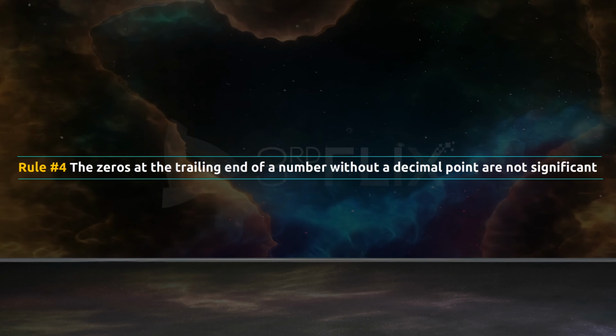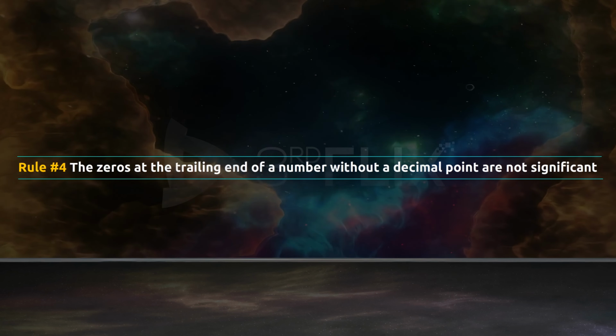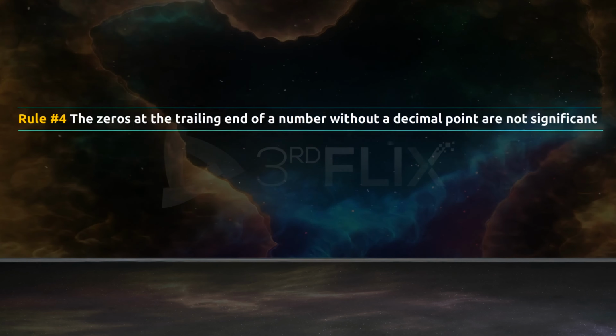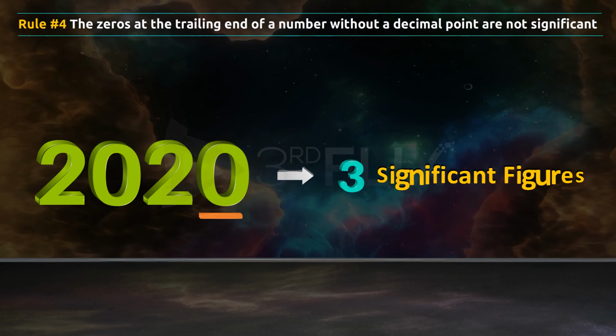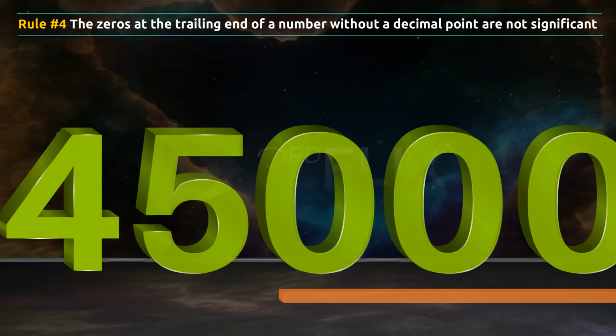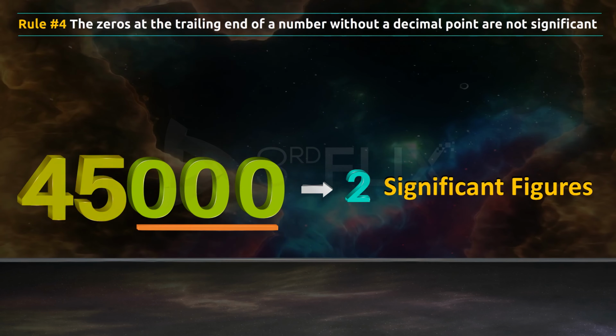The zeros at the trailing end of a number without a decimal point are not significant. Thus, the number 2020 has 3 and 45,000 has 2 significant figures.